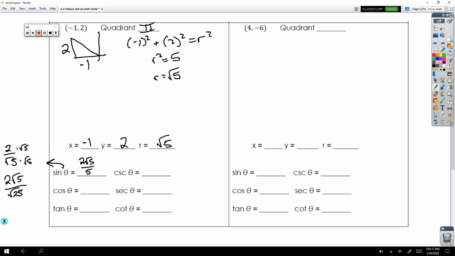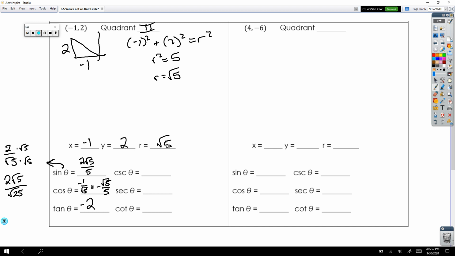Okay? So I'm going to rationalize it a little bit quicker here for cosine. Cosine, I'm going to have x over r. So I would have negative 1 over square root of 5, multiplying top and bottom by root 5 and simplifying everything. That would leave me with negative root 5 all over 5. Tangent and cotangent for this one are easier because there's no radicals involved. So tangent of theta would be y over x, which would be negative 2, right? 2 divided by negative 1.